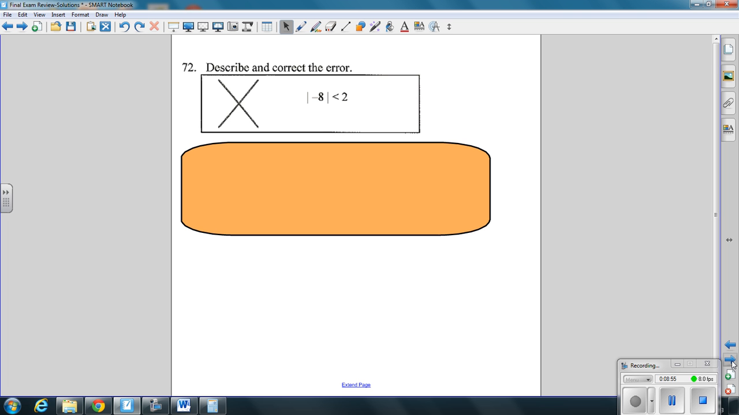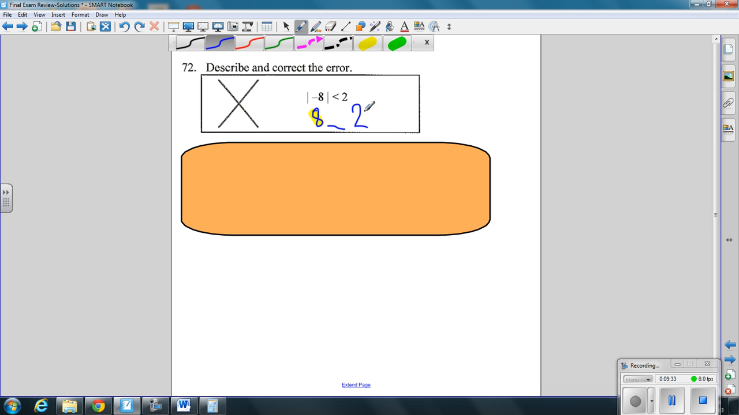72, describe the error and correct it. So if we take a look, I see that we have the absolute value of negative 8, and it's being compared to 2. Well, before we can compare these two values, you need to remember that absolute value measures distance. So if I'm at negative 8 feet, say, I'm comparing it to 2. So what that's saying is how far from 0 is negative 8? It's 8 feet away or 8 units away, comparing it to 2.